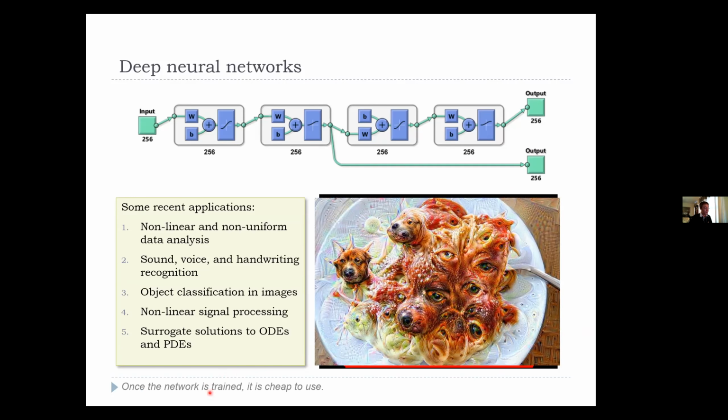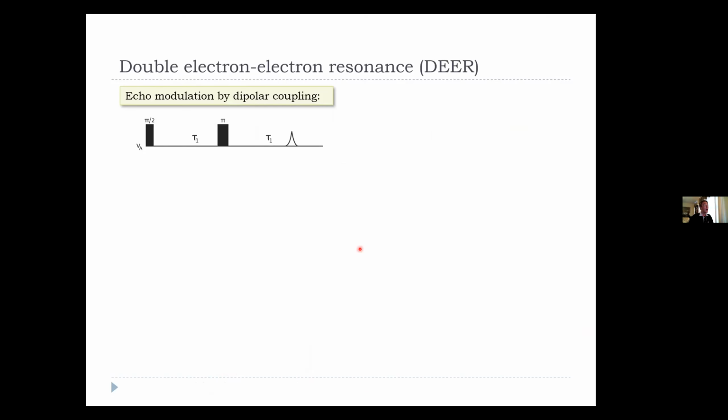And importantly, the training is computationally very expensive, but once it's trained, it's just a bunch of matrix vector operations. It's really cheap to use a network once it's been trained. Right, those are the generalities.